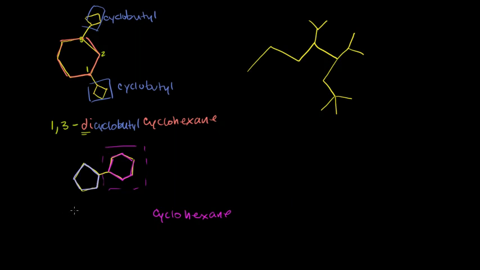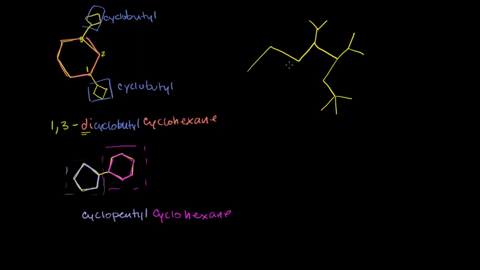So this is a cyclopentyl group on it. We don't have to number it because it's only one group attached to the main ring. If there was another group, we would have to number it like we did up here. So this is cyclopentyl. That's this part right here. Cyclopentyl attached to cyclohexane.